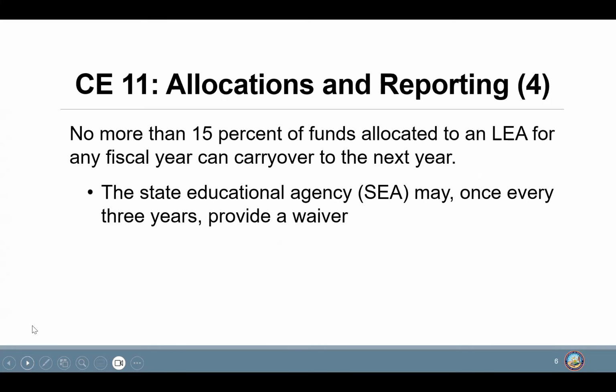No more than 15% of funds allocated to an LEA for any fiscal year can carry over to the next year. The LEA should monitor their Title I carryover every fiscal year to ensure they maintain a carryover threshold of 15% or less. If an LEA exceeds the 15% threshold, they may apply for and be granted a waiver once every 3 years. If a carryover waiver is granted, the LEA will be asked to provide a plan explaining how they intend to spend down the carryover.